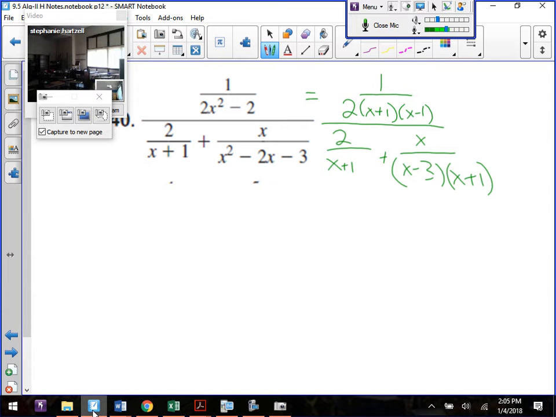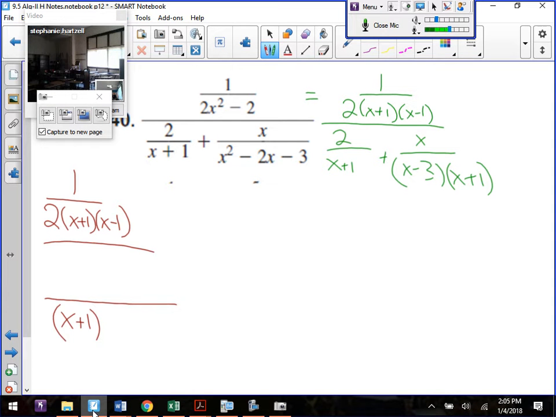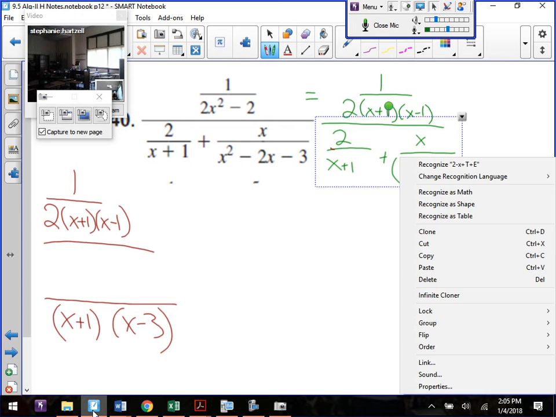The denominator portion of the nasty looking fraction is the part that I have to actually do some work with. So I'm going to rewrite that top part. Then I get 1 over the 2 times x plus 1 times x minus 1. Here, my common denominator of all of this, well, what do they have in common with the x plus 1, x minus 3, x plus 1? What do they have in common? X plus 1. So they have the x plus 1s in common. What's left? The x minus 3. So now I go back to my fraction here and here.